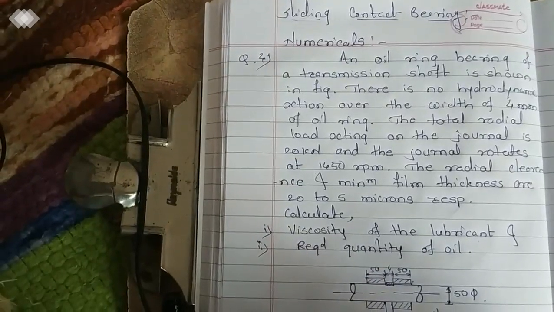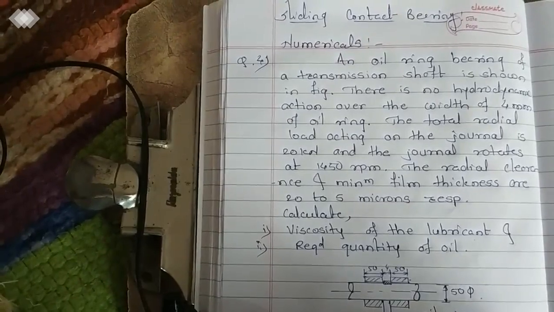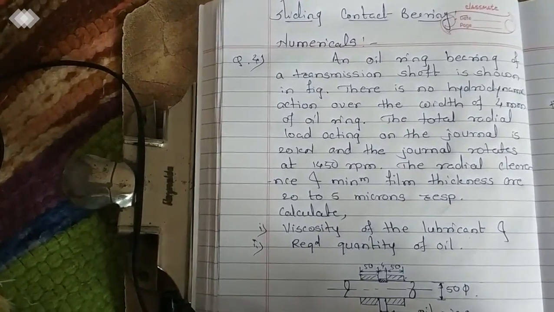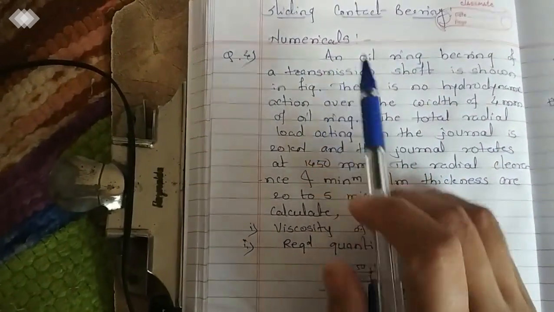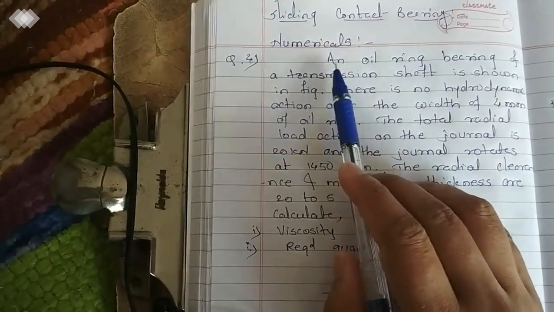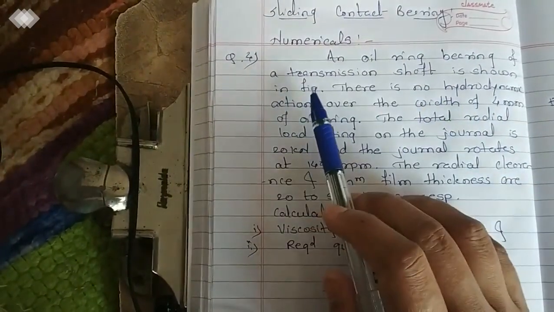Hello everyone, let's start the next type of the numerical from the unit of sliding contact bearing, which is again based on the dimensionless performance parameters. So let's start with the statement. The numerical is taken from the book by V.B. Bhandari. The statement is: an oil ring bearing of a transmission shaft is shown in figure.